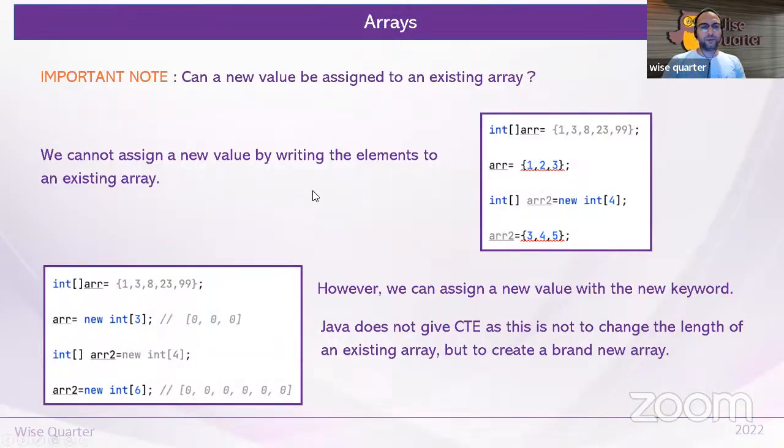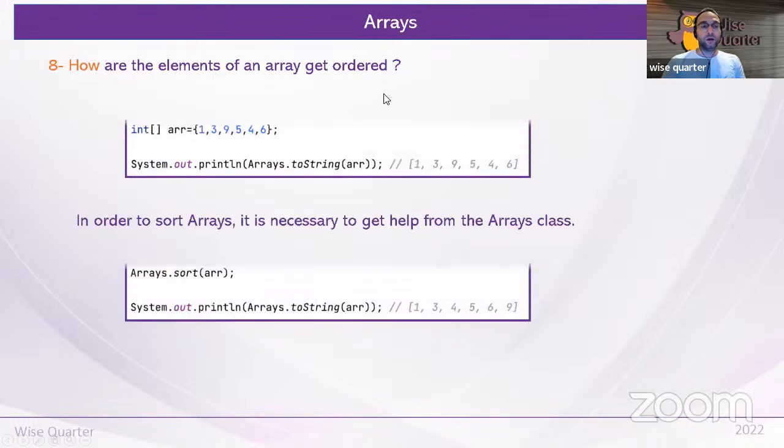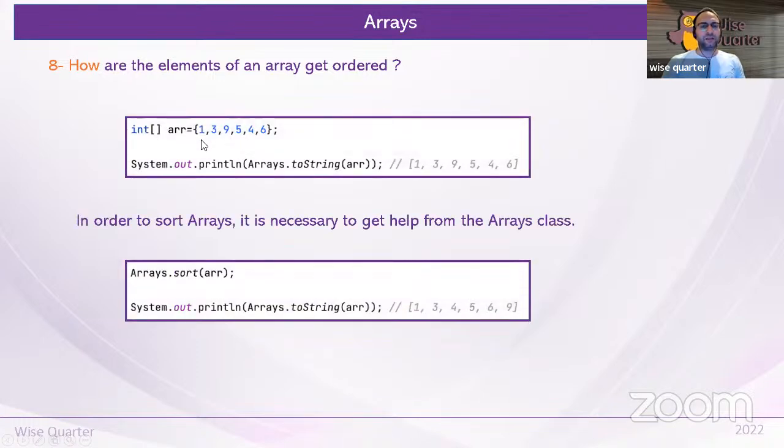Let's go. The next topic is coming. How are the elements of an array ordered? Okay, we have an array. The order is like chaos here. It's totally chaos, and the numbers are not following the order. How do we set everything in the right way? We are going to ask help from our big brother, the Arrays class. Oh, yes, where is it? Oh, here it is. Arrays.sort will sort the array. That's all we need to do. Let's do that.